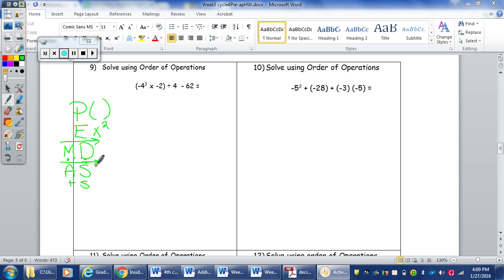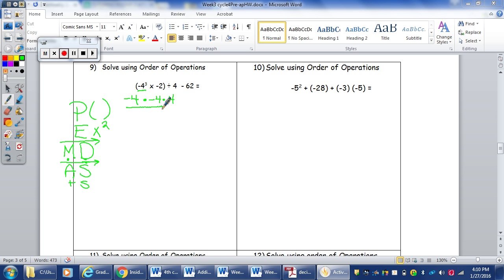Alright, so the first thing I see inside my parentheses is an exponent. So I'm going to take care of that first. I always underline what I'm going to take care of. I have a -4 base and an exponent of 3, so I know I'm going to take -4 times -4 times -4. Again, I'm going to take that step by step and work it out.